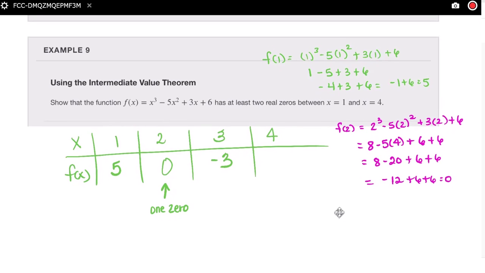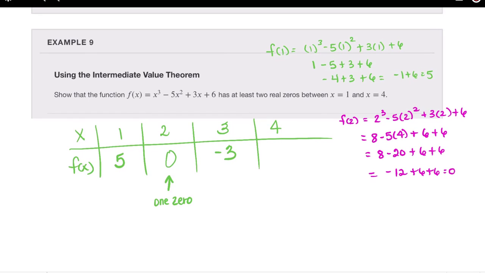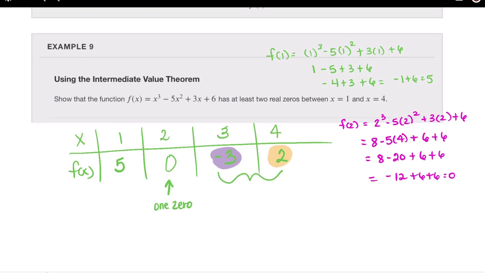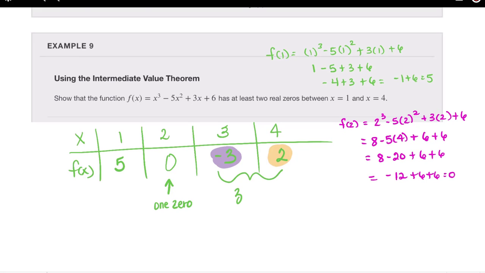So we get 2. And so what that means is because this one is negative and because this one is positive, that means there must be a 0 in between. So that shows that there are at least 2 zeros between 1 and 4.